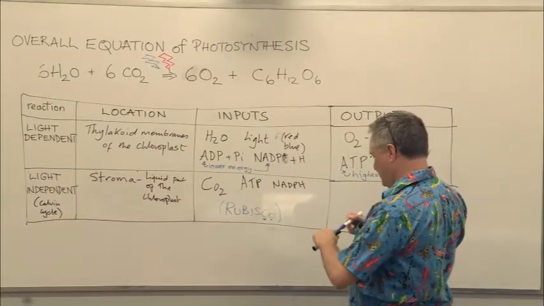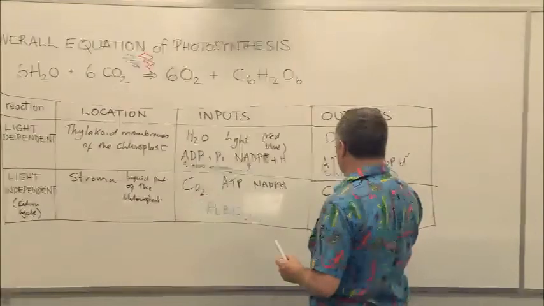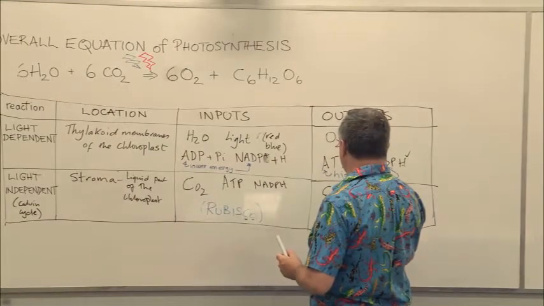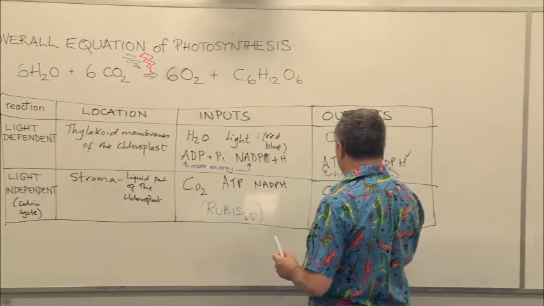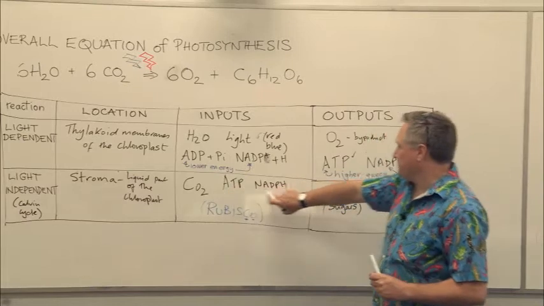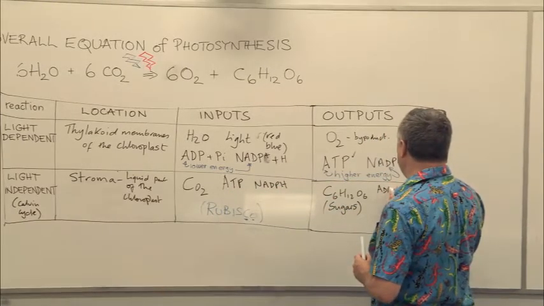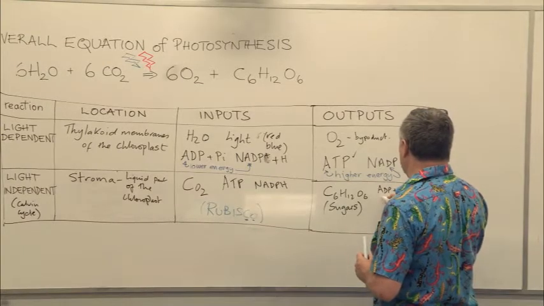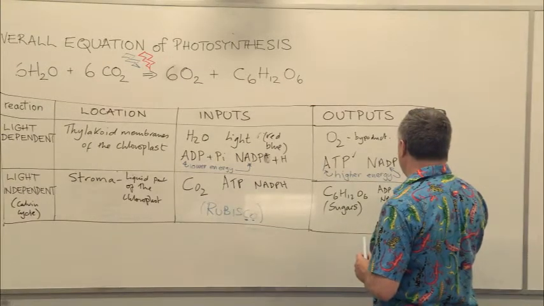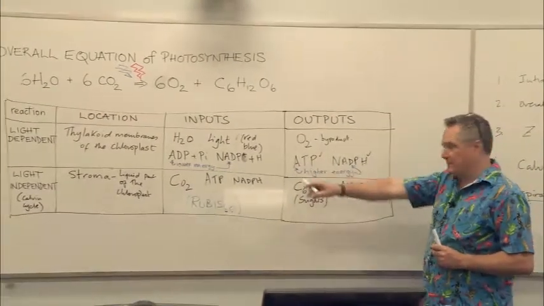Okay, so in terms of outputs, we have sugars, and these guys get used up, so they will be outputs as well, in terms of you get ADP plus a phosphorus and NADP plus a hydrogen, right? So those bonds have been broken down as the energy was used to drive these chemical reactions.